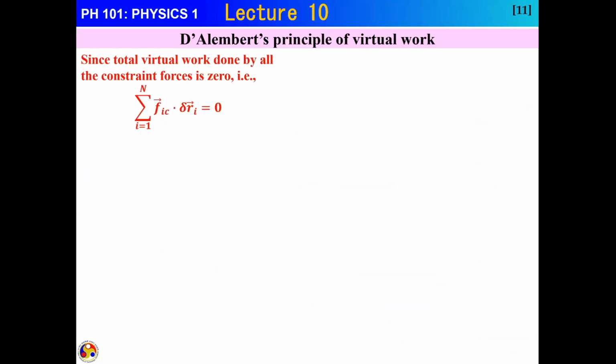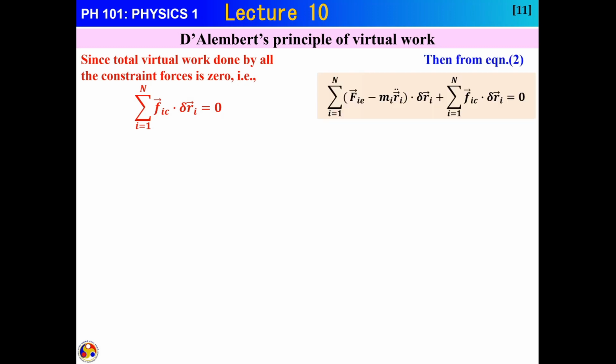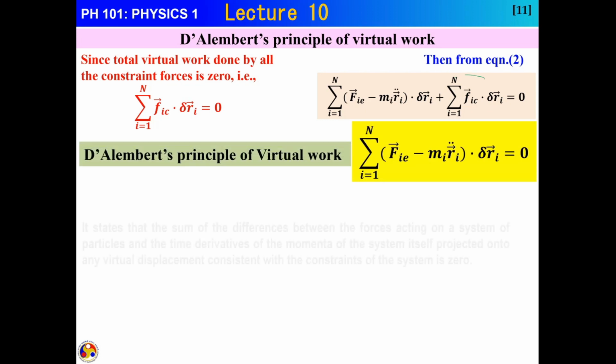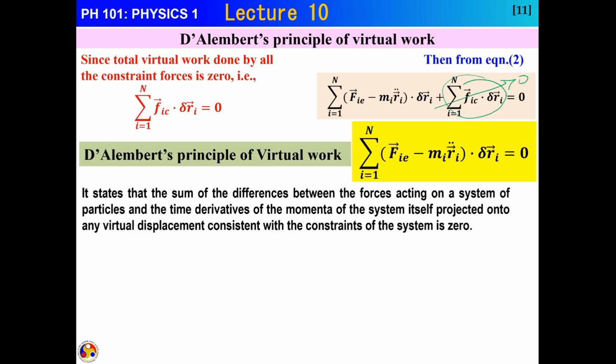Okay, now we'll come back to here. Since we say that the total virtual work done by all the constraint forces is 0, if you go back to the previous equation that we discussed, what we had is the total function plus this one. Now, this term we are saying to be 0. So, therefore, I am left with only this part. And this part is now set to be 0, which is indirectly the principle of virtual work, that's by D'Alembert.